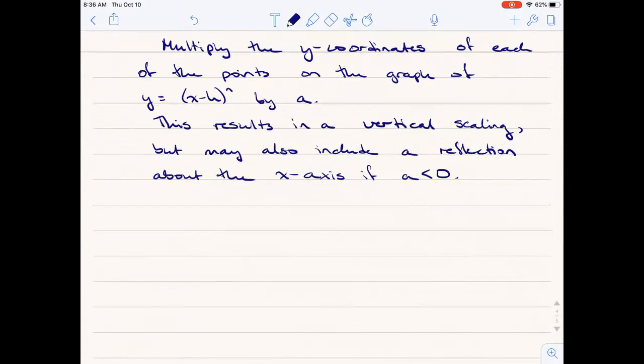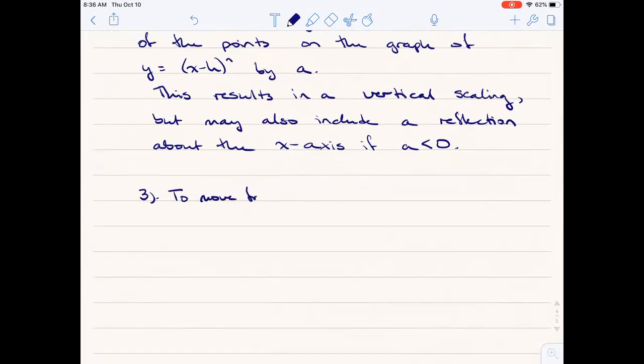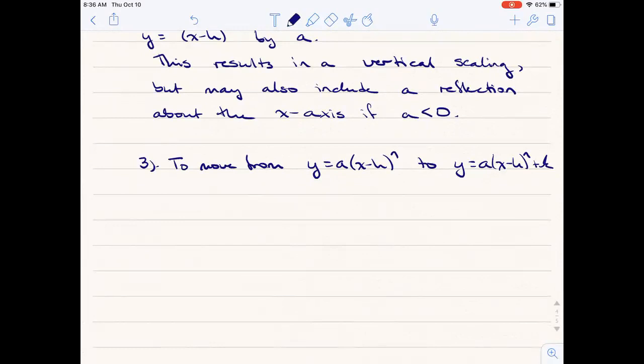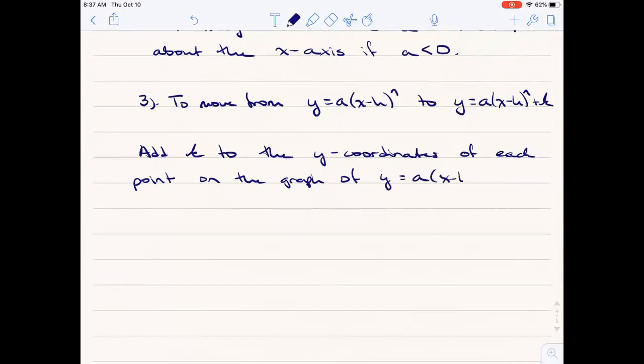And then our third step is adding that constant term. So step 3, to move from y equals a times x minus h to the power of n to y equals a times x minus h to the power of n plus k, we're going to add k to the y coordinates of each point on the graph of y equals a times x minus h to the power of n.